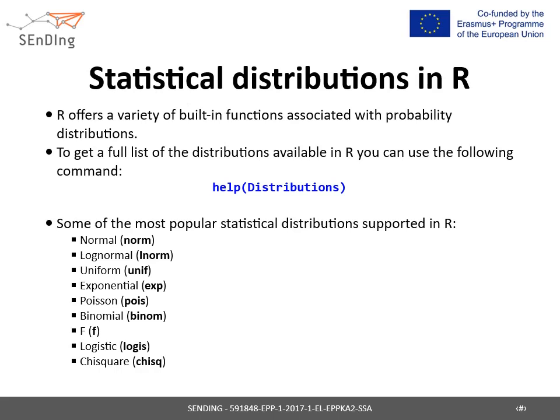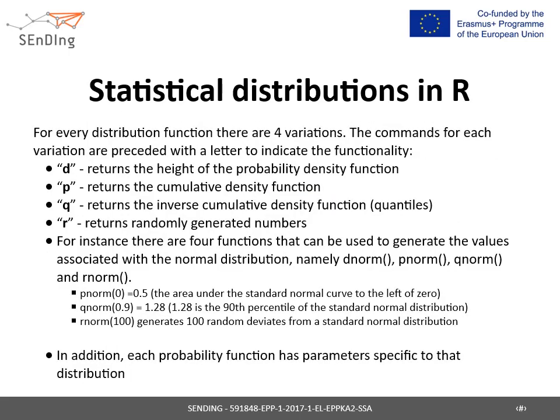To get a full list of the distributions available in R, you can use the help command, passing the word distributions as argument. Some of the most popular statistical distributions supported in R include the normal and the log normal distributions, the uniform distribution, the exponential distribution, the Poisson distribution, the binomial distribution, the F distribution, the logistic distribution, and the chi-square distribution. For every distribution there are 4 commands.